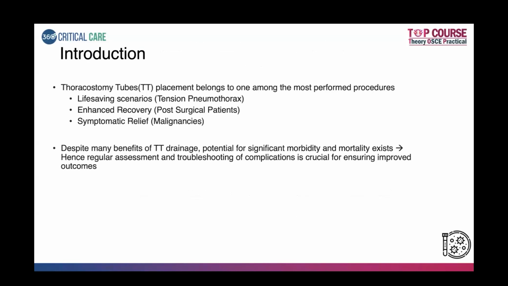Coming to the introduction, thoracostomy tube placement is one of the most performed procedures. It is most commonly done as a life-saving measure for tension pneumothorax, for enhanced recovery in post-surgical patients, and for symptomatic relief in cases of malignancies. Despite the many benefits of thoracostomy tube drainage, there is potential for significant morbidity and mortality associated with its use. Hence, regular assessment and troubleshooting of complications is crucial for ensuring improved outcomes.